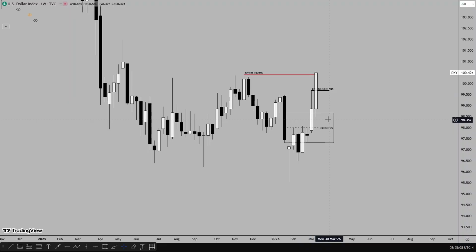So last week, price used the weekly fair value gap as an inversion fair value gap. You can see how price retraced to the weekly fair value gap, used it as a support, traded higher, took out previous week high, traded higher, took out the buy side liquidity.